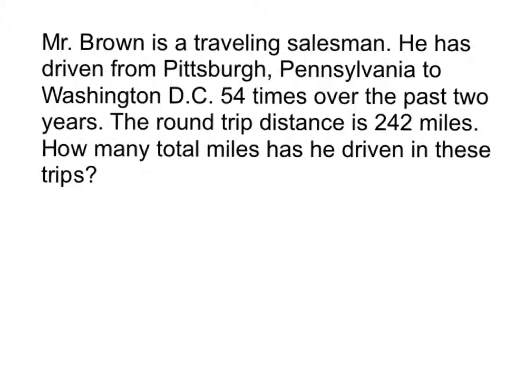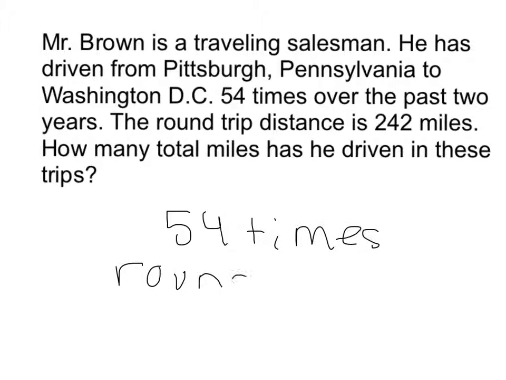And today we're going to teach you how to do the traditional multiplication algorithm. Let's say we are faced with this problem. Mr. Brown is a traveling salesman. He has driven from Pittsburgh, Pennsylvania to Washington, D.C. 54 times over the past 2 years. The round-trip distance is 242 miles. How many total miles has he driven in these trips?